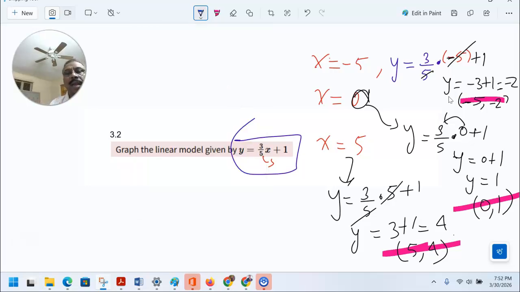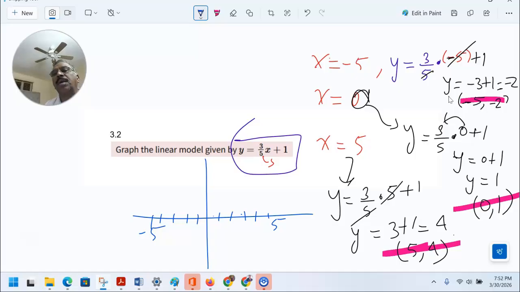There is no grid given to you. You can make your own grid 1, 2, 3, 4, 5. And the numbers are, you can see, -2 here. Output is -2, 1, and 4. So let's see, -1 will be down. This will be 1, 2, 3, and 4.